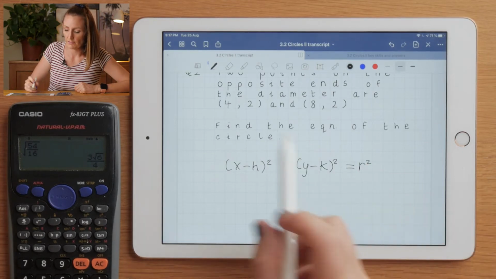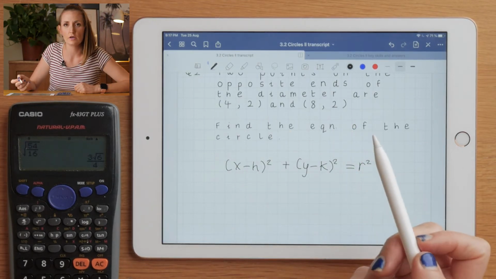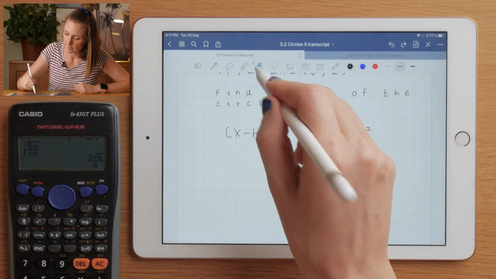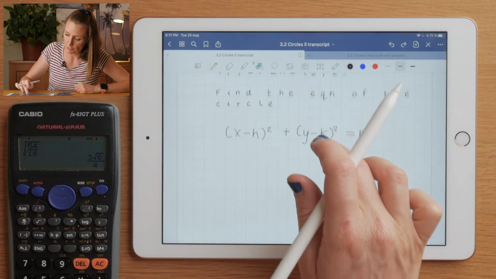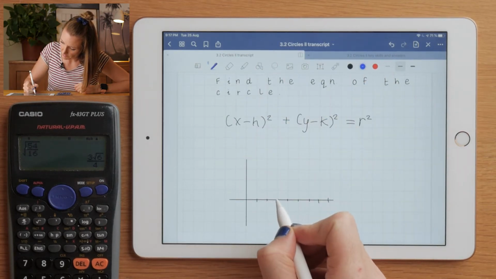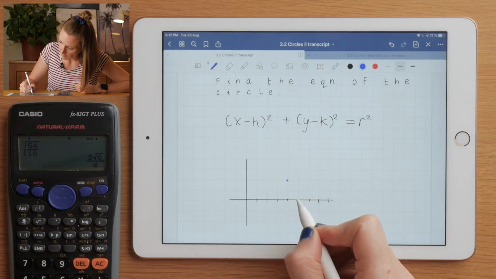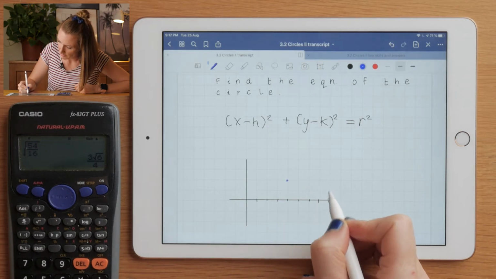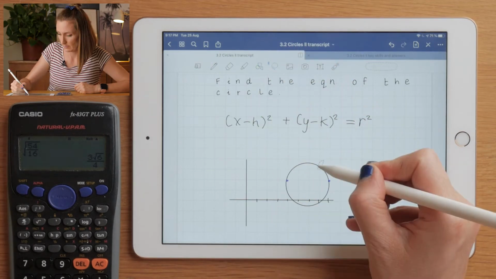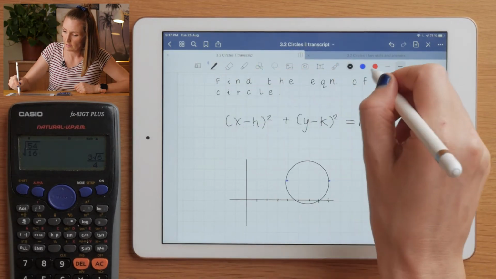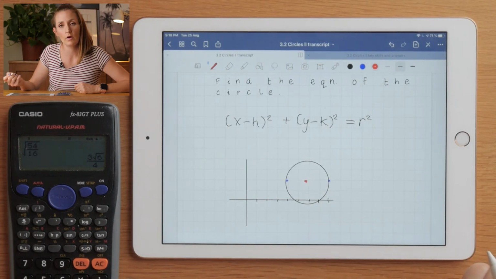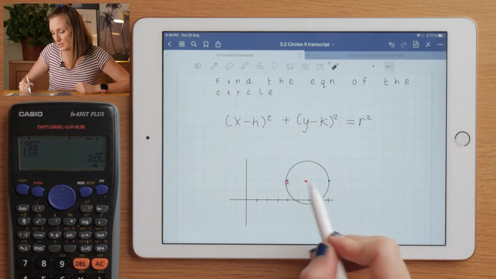Now, if you think about it, if you have 2 endpoints of the diameter, what's in the middle? Well, in this case, you've got (4, 2) and (8, 2). So this would be one endpoint, 1, 2, 3, 4, up 2, 5, 6, 7, 8, up 2. And your circle would look like this. Now the first thing you need is your center, which is going to be the midpoint of the 2 endpoints of the diameter.